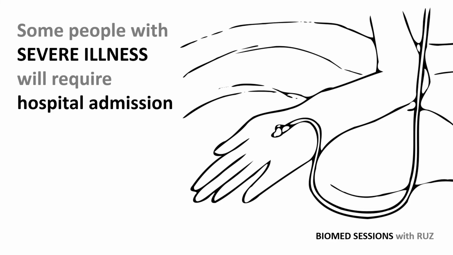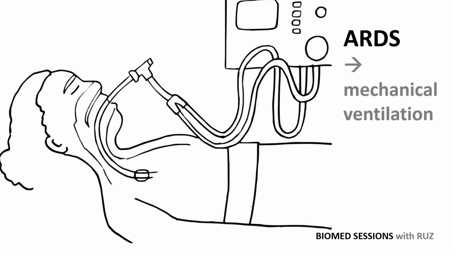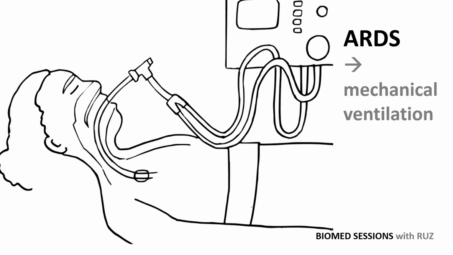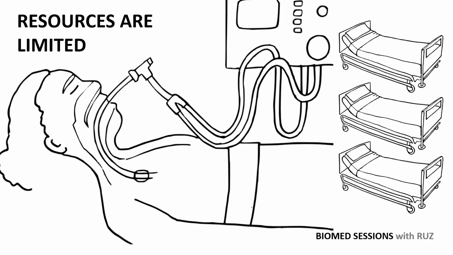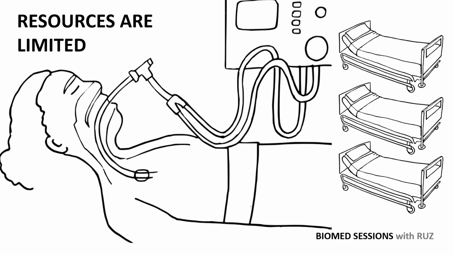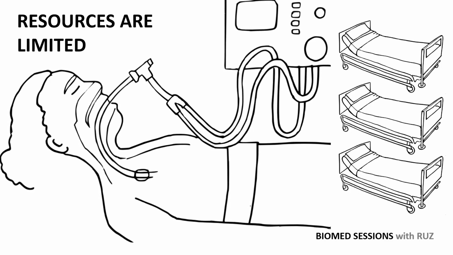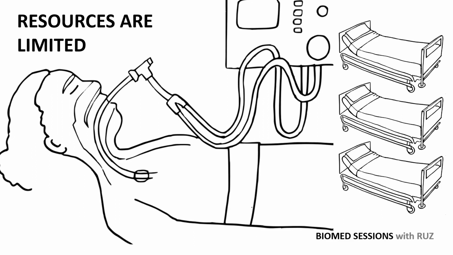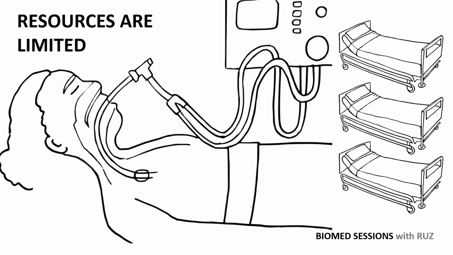A smaller proportion may develop acute respiratory distress syndrome, ARDS, requiring mechanical ventilation, i.e. use of a ventilator to assist or replace breathing in someone who is unable to do so spontaneously. This is a life-saving intervention. There are limited numbers of hospital beds and an even more limited number of ventilators available. Hence, it is important that the public engages with measures to slow down the spread of disease in order that the number of patients with severe illness requiring hospital beds in general or intensive care unit admission for ventilatory support does not surpass the number of beds and ventilators available.